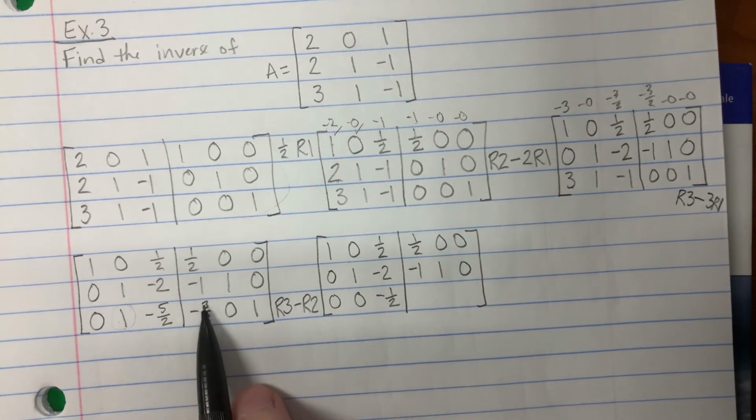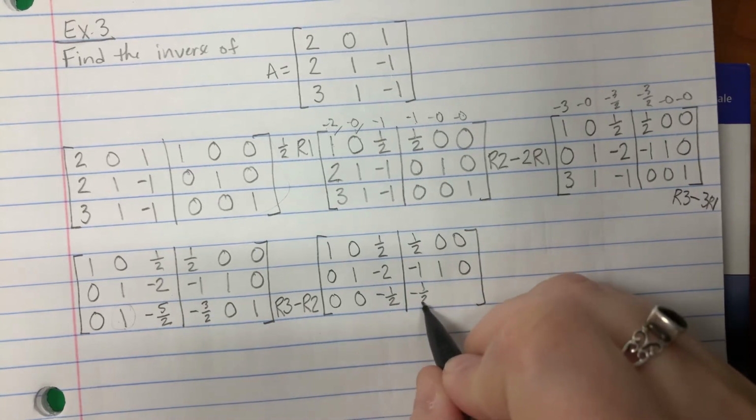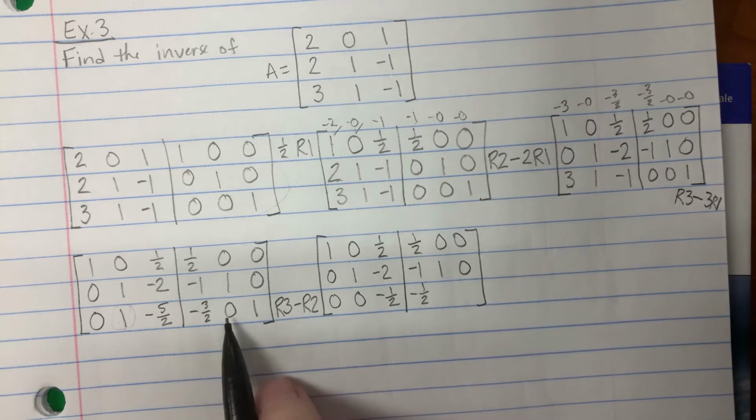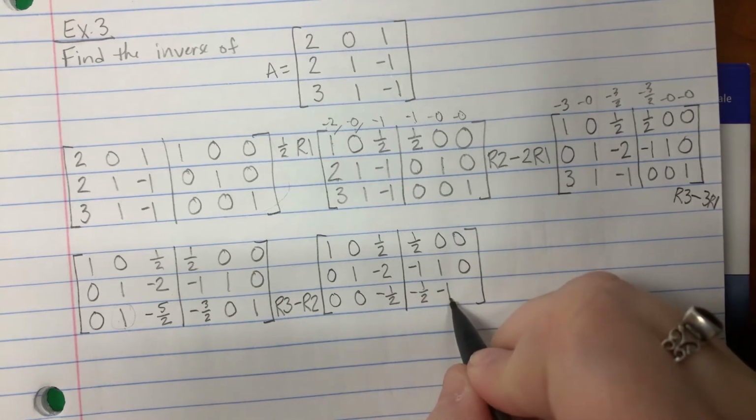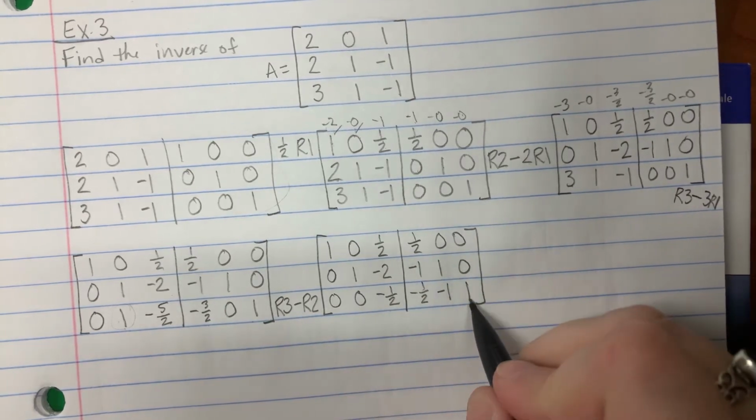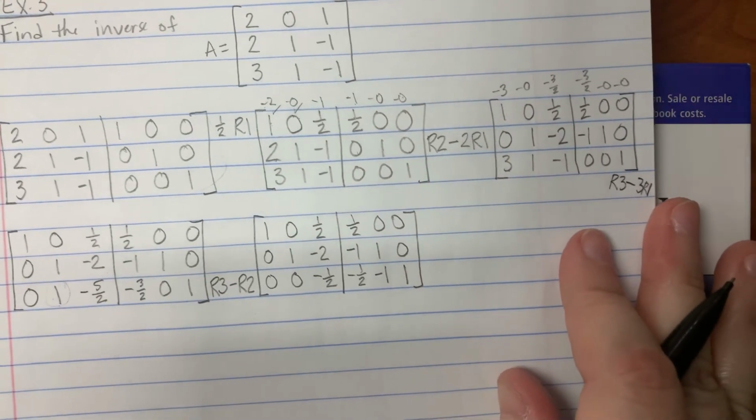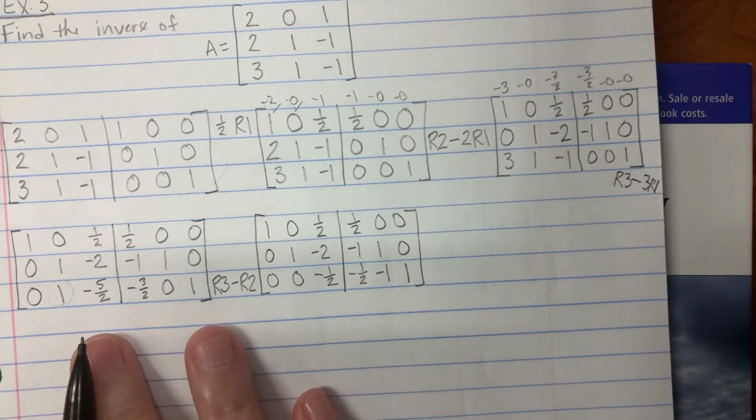And then a negative 3/2 plus a 1 again. That's going to be a negative 1/2 again. And then 0 minus 1 is negative 1. And 1 minus 0 is 1. Okay, so I'm looking pretty good now.